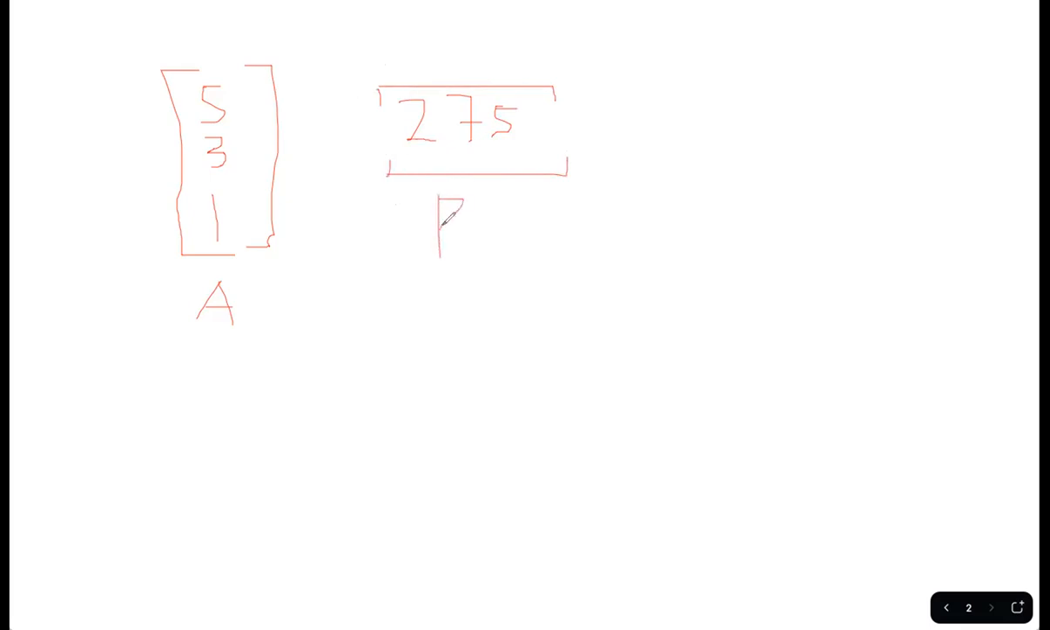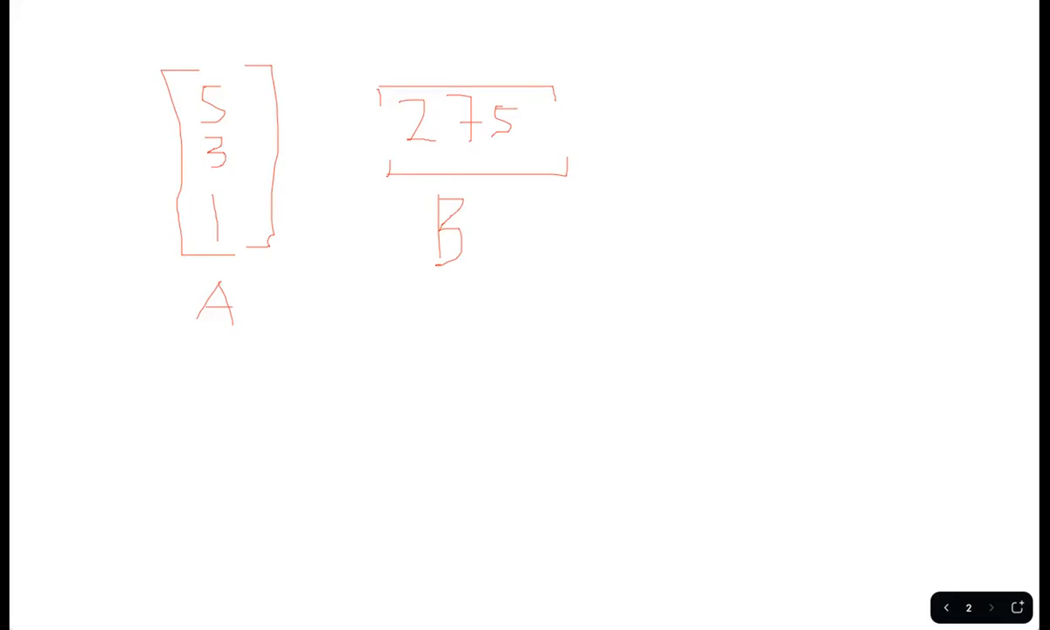Can somebody tell me, can they be multiplied? Can matrix A and B be multiplied? Yes, it can be multiplied. Why? Because the number of rows in A is equal to the number of columns in B. Okay, correct. So basically, that's it.